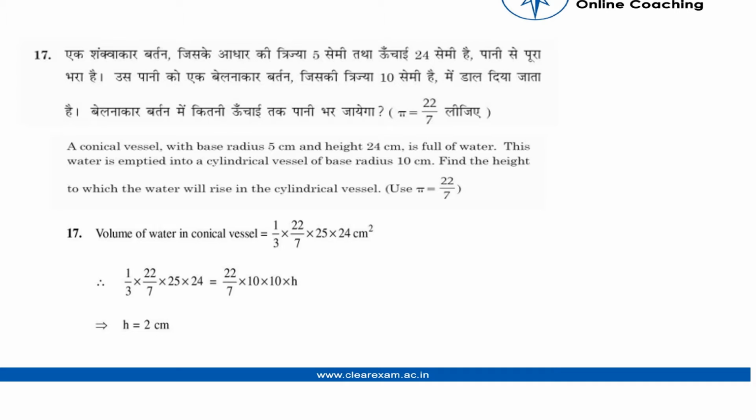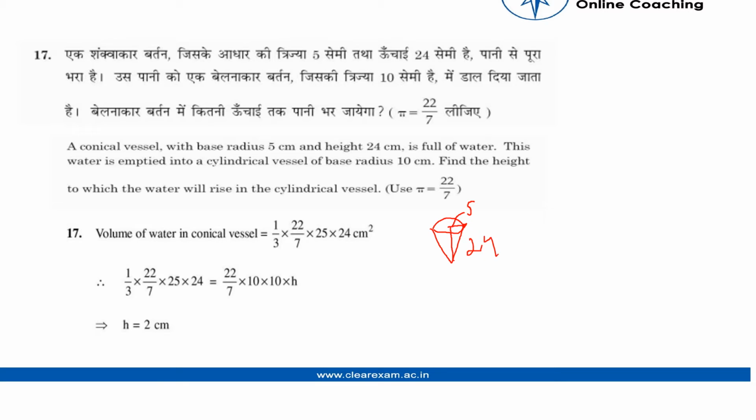A conical vessel with base radius 5 cm and height 24 cm is full of water. A conical vessel will be like this, and the radius of this base is 5 cm, and the height given in the question is 24 cm.